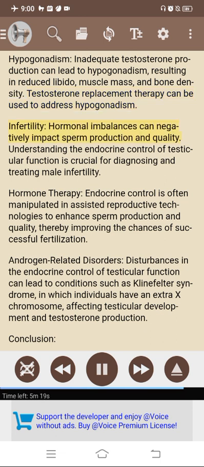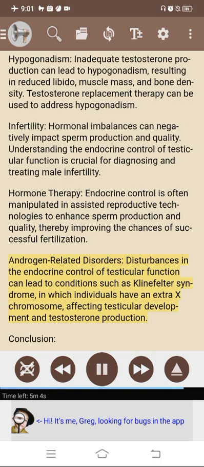Infertility. Hormonal imbalances can negatively impact sperm production and quality. Understanding the endocrine control of testicular function is crucial for diagnosing and treating male infertility. Hormone therapy. Endocrine control is often manipulated in assisted reproductive technologies to enhance sperm production and quality, thereby improving the chances of successful fertilization. Androgen-related disorders. Disturbances in the endocrine control of testicular function can lead to conditions such as Klinefelter syndrome, in which individuals have an extra X chromosome, affecting testicular development and testosterone production.